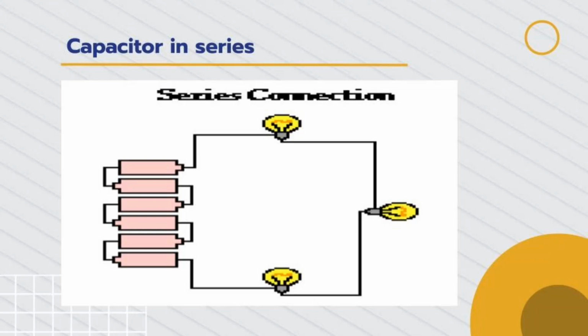In a series connection, the voltage across each capacitor is the same. This means that the applied voltage is distributed across all the capacitors equally. It's important to note that the total energy stored in capacitors decreases when they are connected in series. This is due to the decrease in total capacitance.